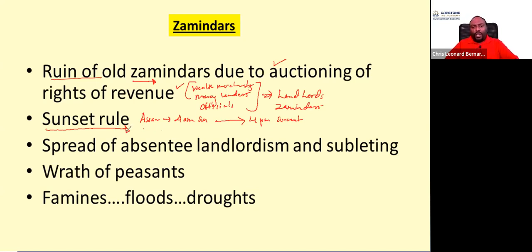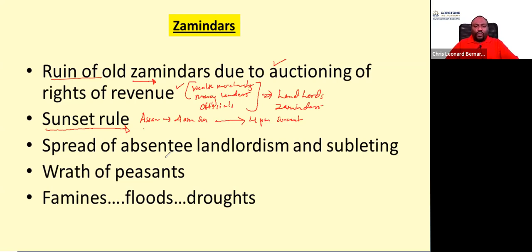The zamindars were not able to cope with this sunset rule, and moreover, when zamindars were eliminated, a new class of landlords came in. They did not understand the complex relationship between the zamindar and the peasant. So they started extracting and put the peasants in a very uncomfortable situation.